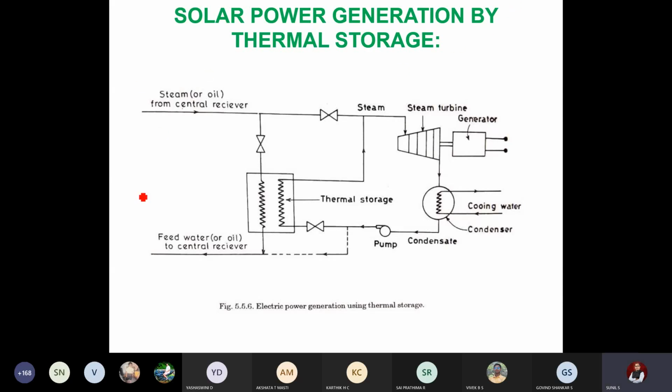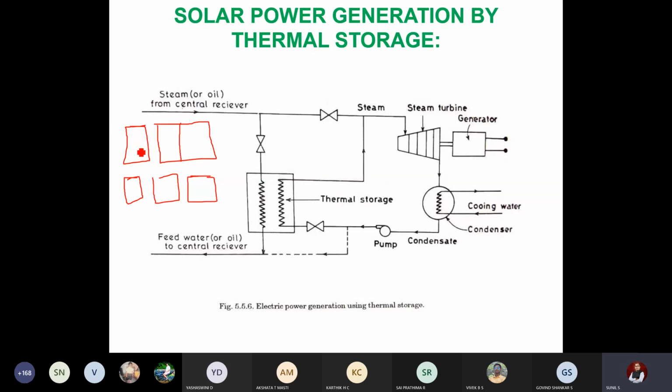So this is a solar thermal power plant. There will be a number of receivers. Receivers means a number of solar panels, like in our campus. On the topmost floor, you can see there are around 150 solar panels. Like that, a number of solar panels will be mounted one after the other.